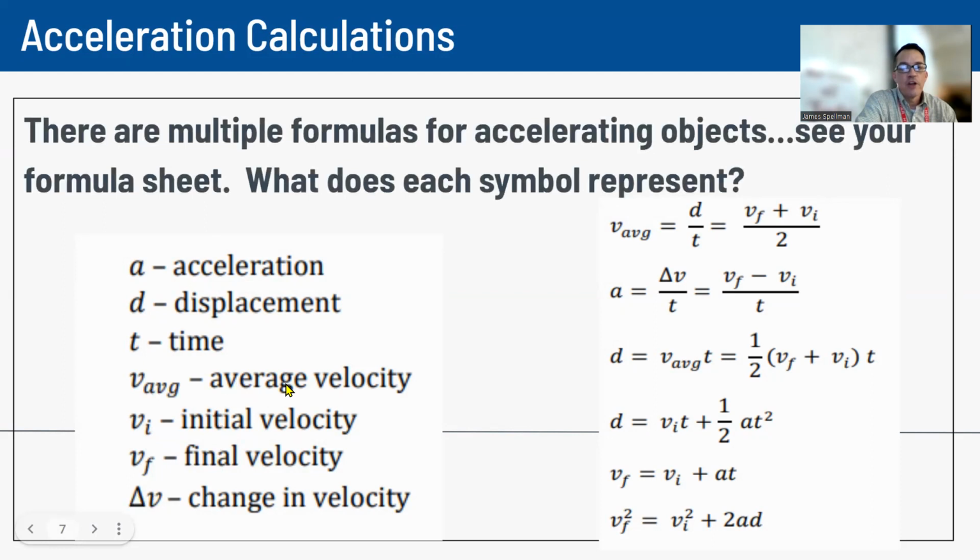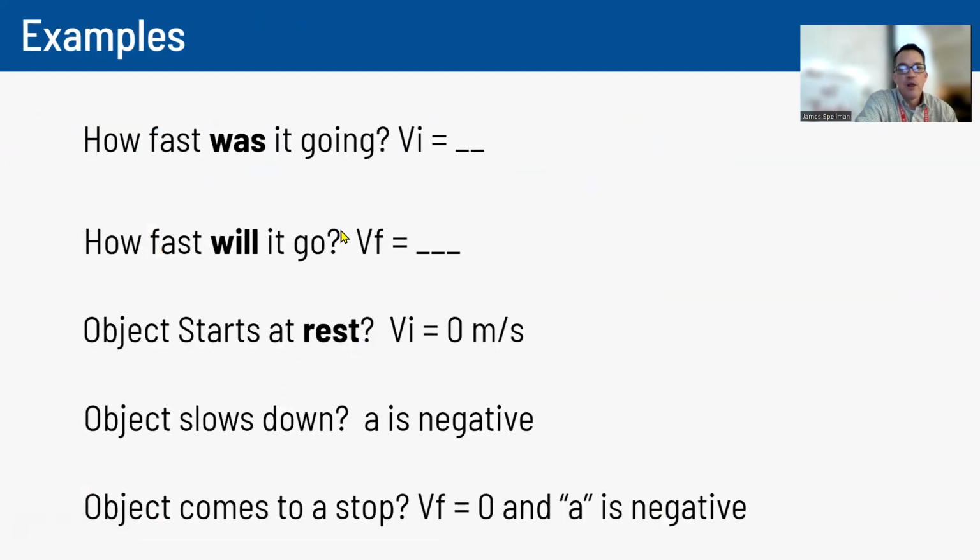All right, so we've got a lot of symbols, a lot of formulas. Don't have to memorize them, just have to be able to use them. So for example, if you read a question that says, how fast was it going? That's your initial velocity, vi. If you see a question that says, how fast will it go? That's going to be your ending velocity, your final velocity. If the scenario says an object starts at rest, well, that's what it started with, so that's this vi.